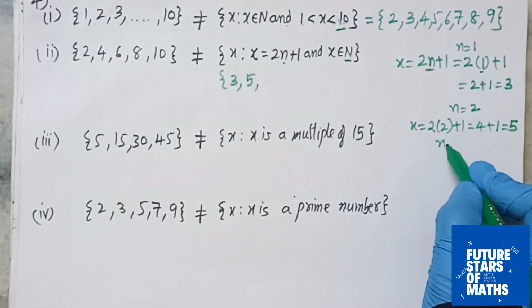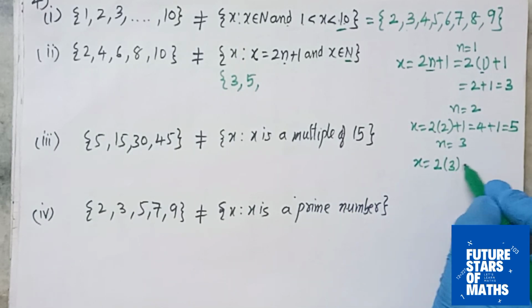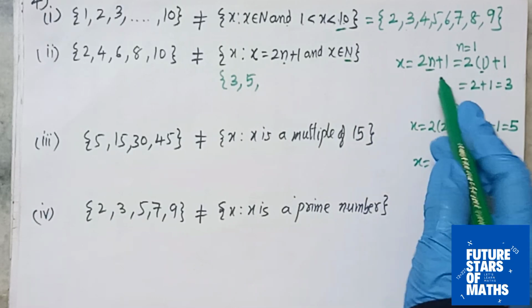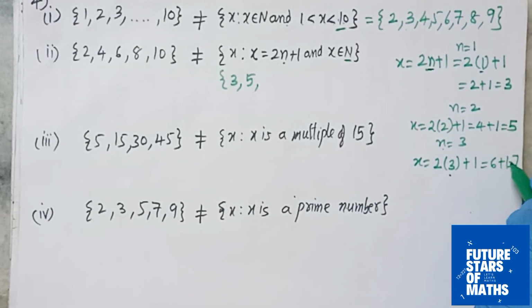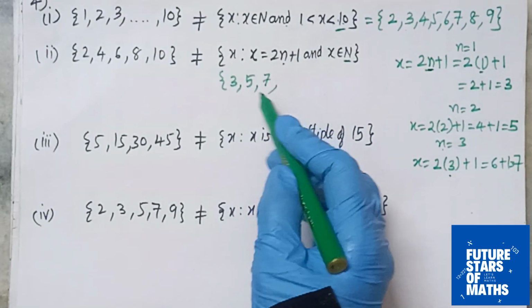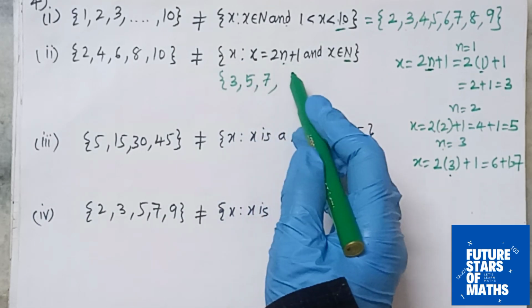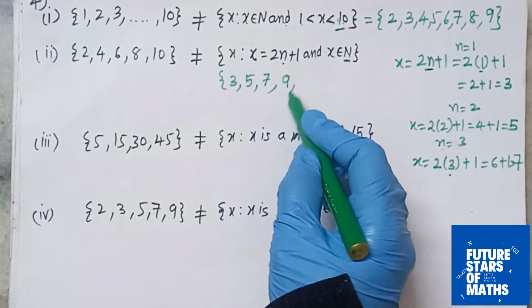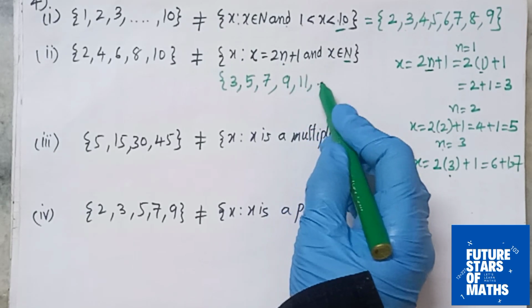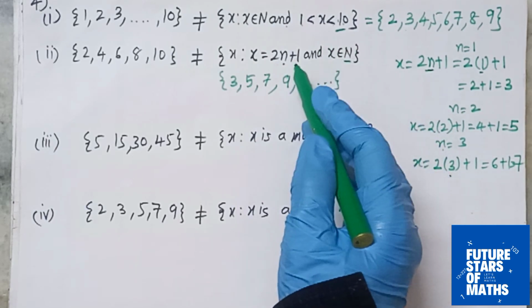Then n equal to 3. So what do we get as the value of x? 2 into 3 plus 1. In place of n we are substituting 3 here. Okay. 2 threes are 6, plus 1 equal to 7. So the next element is 7. So whatever element is there, we are getting 2 extra each time. 3 plus 2 is 5, 5 plus 2 is 7, 7 plus 2 is 9, 9 plus 2 is 11 and so on. Okay, this is an infinite set because x belongs to natural numbers is given here.